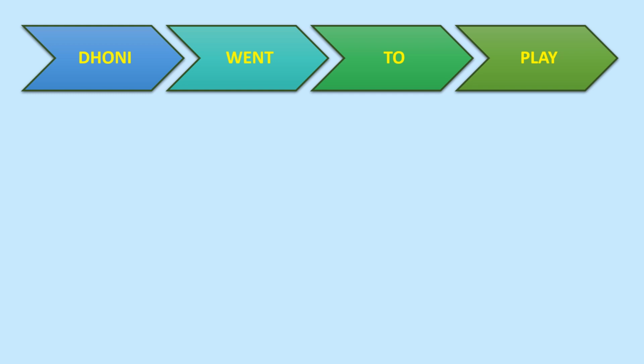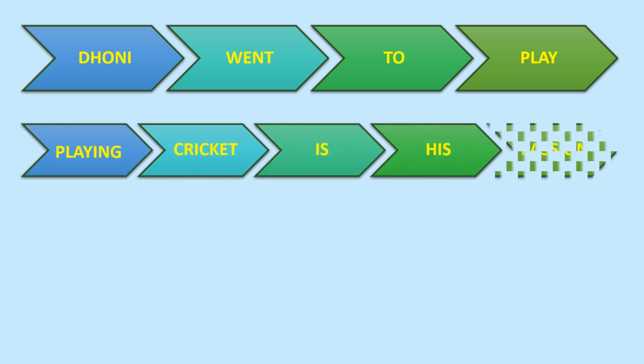Dhoni went to play. Playing cricket is his passion. Now if you look at the first sentence, Dhoni went to play. The verb here, or the root verb, or the finite verb, is went. He went. What did he go to do? He went to play. Now, I can change it to Dhoni goes to play.